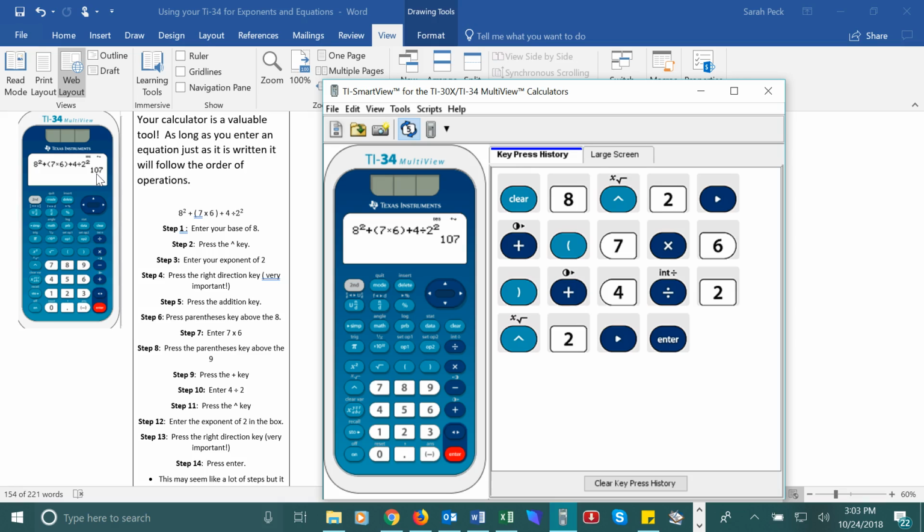So again, I know that seemed like an awful lot of steps to follow, but the more you practice, the easier it will become for you to enter these equations into your TI-34 calculator.